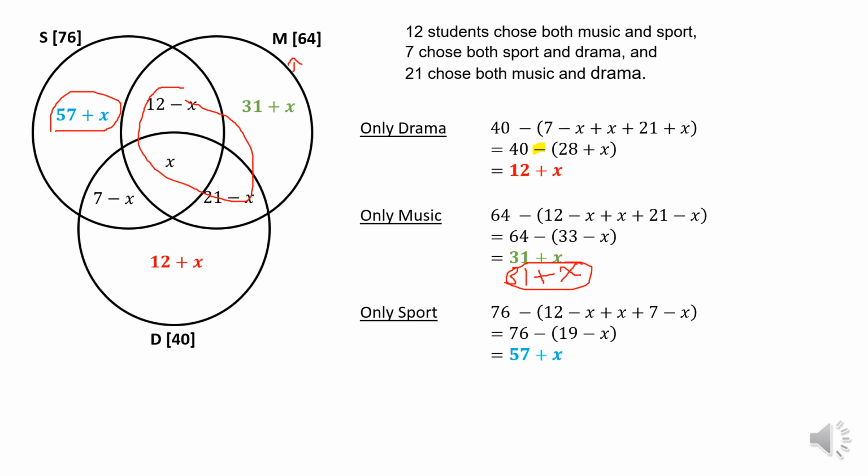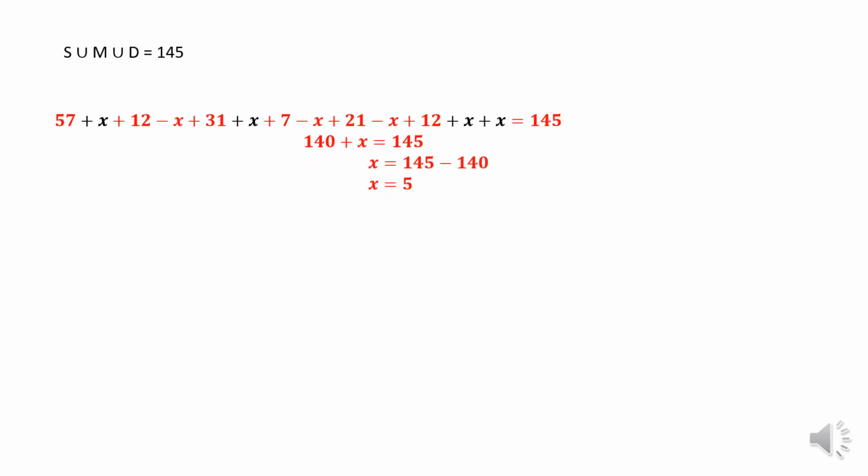So it becomes fairly straightforward. All of these things should be added now inside here and should be equated to 145. So when you add everything and you let it equal 145, you realize that you're going to end up with an equation of 140 plus something x equals 145. You clean that up, you get x is equal to 5. Therefore, 5 students chose all 3 activities.